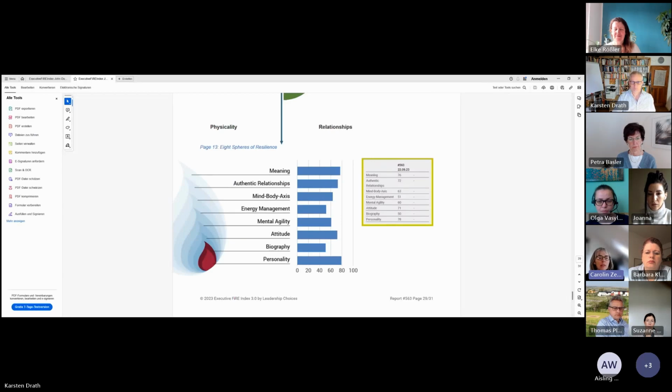So you see here the biography and the energy management, and then I would go to mind body access, but maybe not to the authentic relationships. If I would have time, I would do that, but I would choose those 3. Yeah, you're right, mind body access. So typically what I do is I pick 2 of the lower ones and 2 of the ones that are already strong, and see how can you do more of that, and how can you fix the shortcomings, right? So that we have a balanced view and not look only at shortcomings. Good, thanks. Other questions?